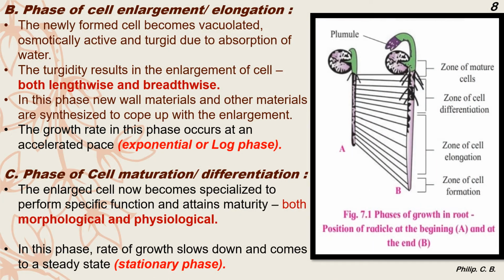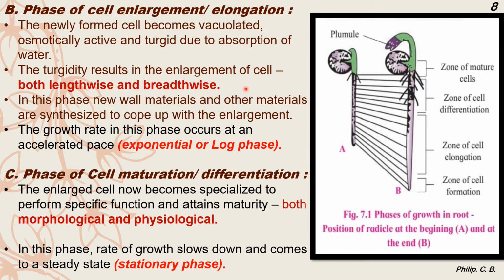Moving further, the second phase, that is the phase of cell enlargement or elongation. The newly formed cell becomes vacuolated, osmotically active and turgid due to the absorption of water. Now, as we see the second type, it is cell enlargement, that is, the cell gets enlarged or elongated. So here the cells which are vacuolated are active osmotically, and as they absorb water, they become turgid. The turgidity results in enlargement of the cell lengthwise and breadthwise.